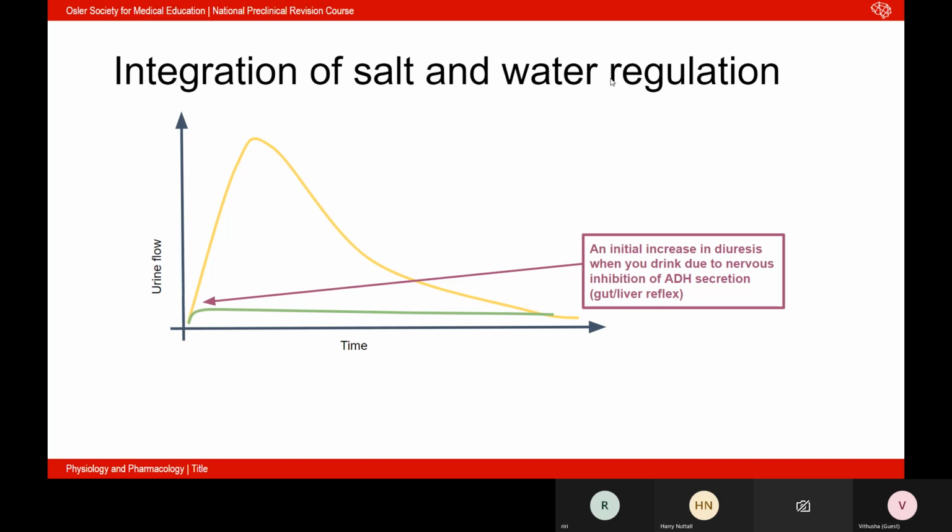Next, I've just included this really nice diagram, which I think could be very easy to draw in an essay, for example, where it shows the difference between drinking a ton of water and drinking a ton of isotonic solution. If you drink a ton of water, it will rapidly be regulated. If you drink a ton of isotonic solution, there will be more slow regulation. So that's based on the aldosterone slow effects, which we saw with the salt regulation. And I just pointed out here that when you drink, you actually inhibit ADH secretion briefly. So that's why you might see a little increase in diuresis.